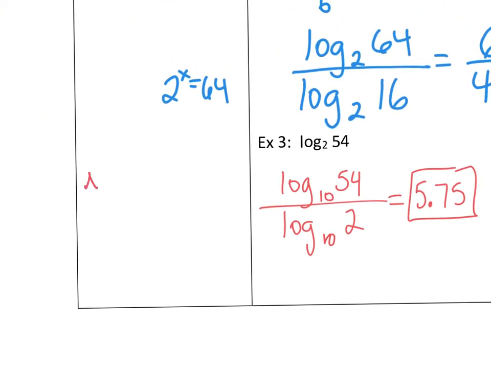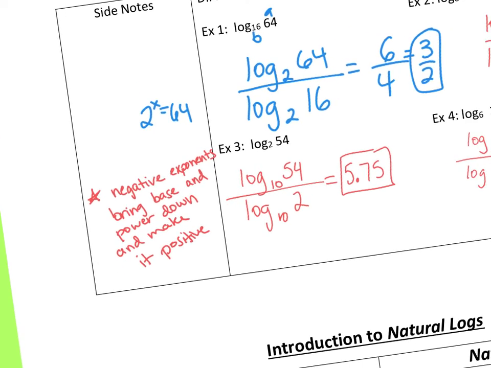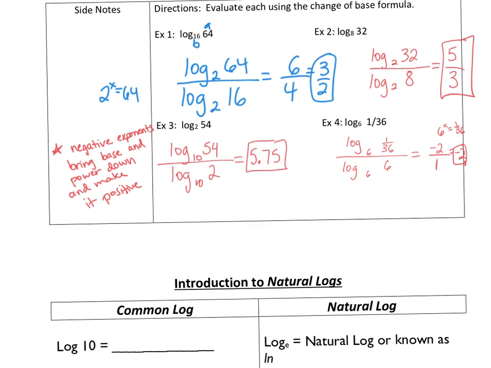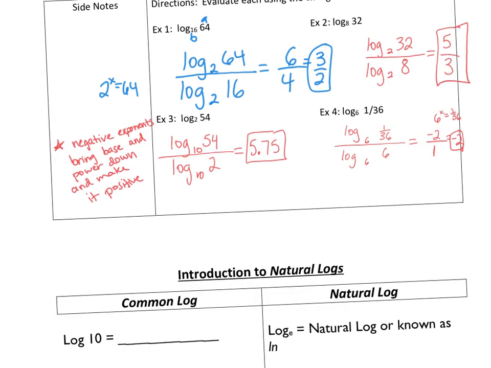Why don't we do it the other way because it's faster? You can. I just have to show you this. Oh, okay. Because sometimes you have to do it this way. That was kind of a bad example. So negative exponents bring the base and the power down and make it positive, right? We've learned that rule before, but write it down if you need to. Okay, cool. Questions on that?